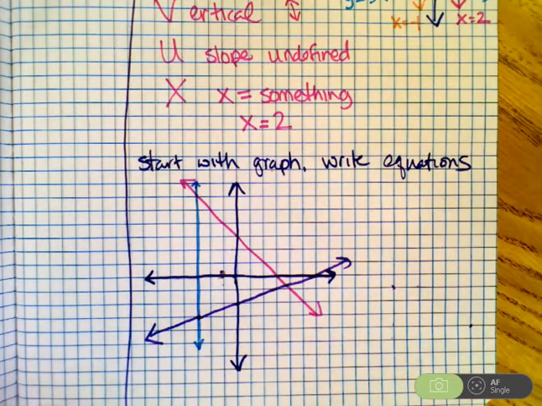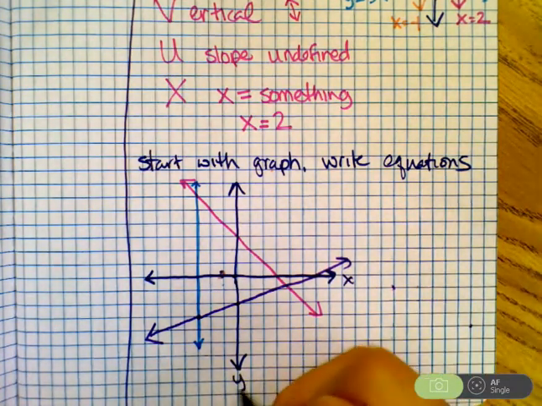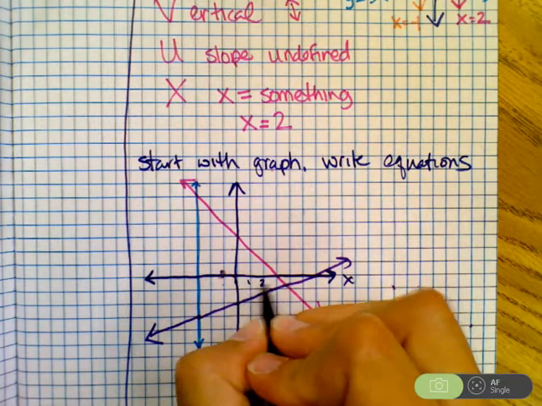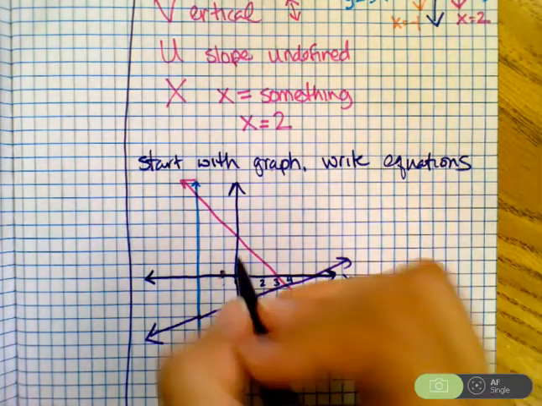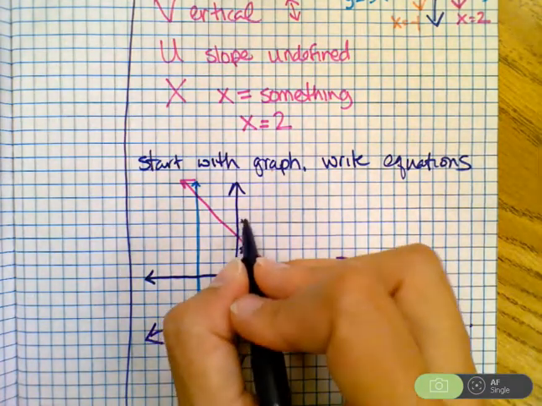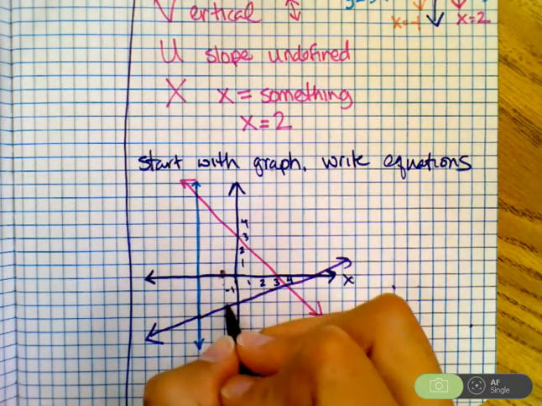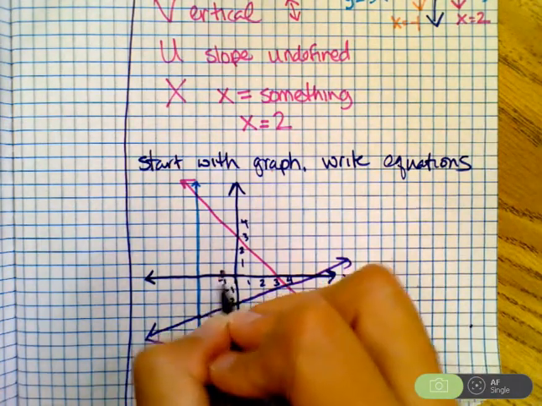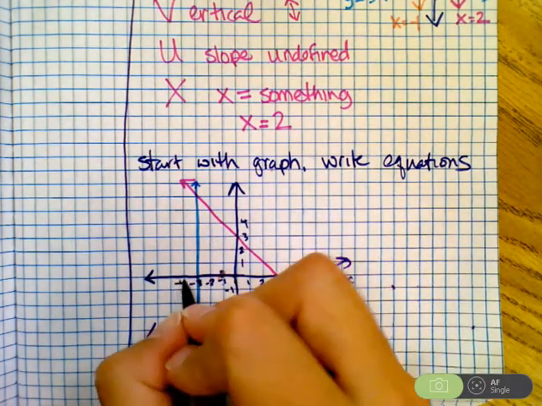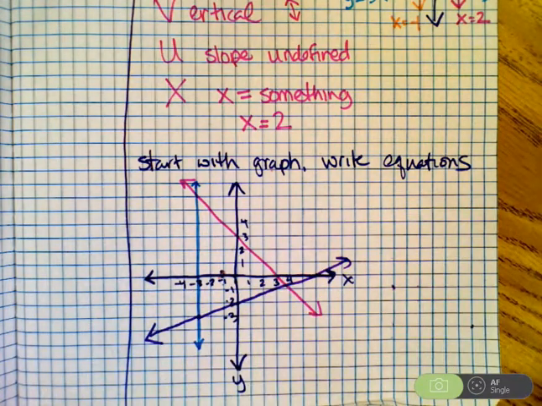So again, let me just label my x and y axis. And in all these, I'm just going by ones. So 1, 2, 3, 4, and so on. 1, 2, 3, 4. -1, -2, -3, -4, and so on. As we get more complex, we'll get into different scales, but for now, we'll just leave it at that.